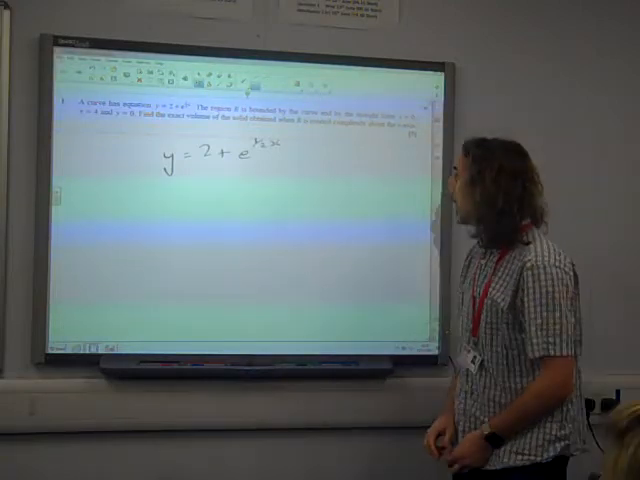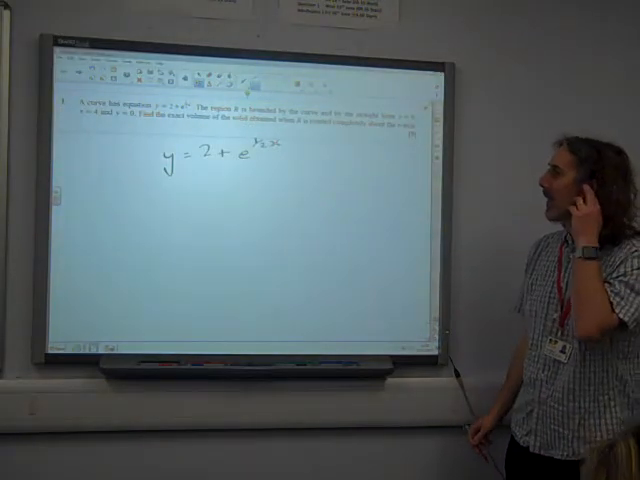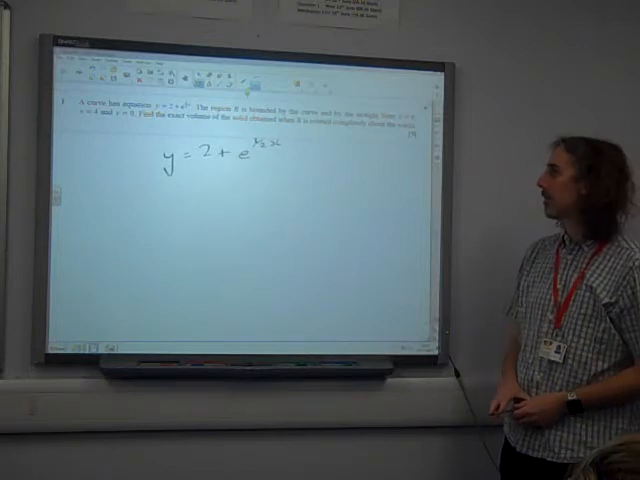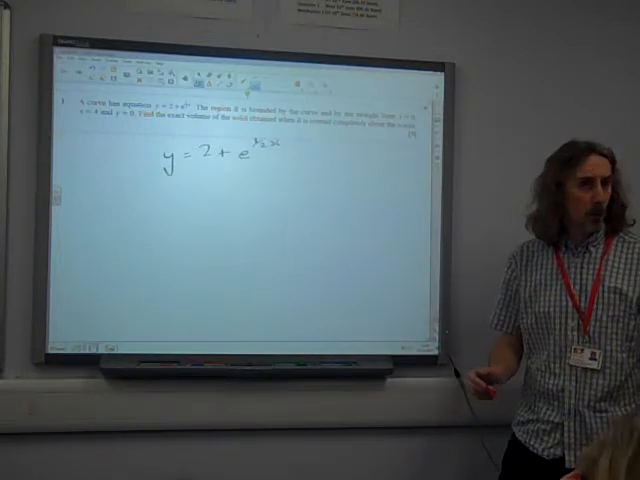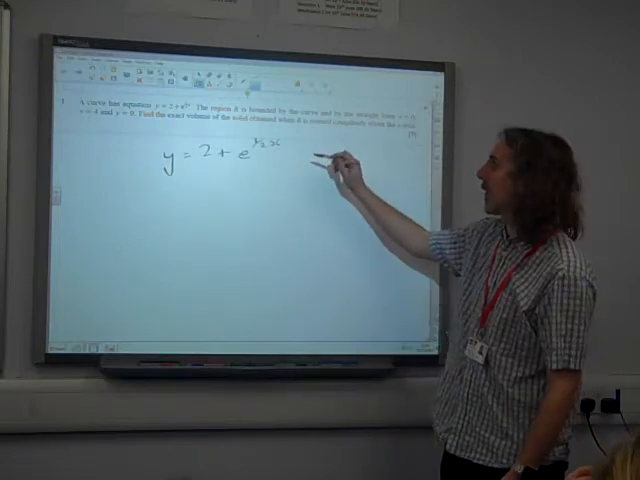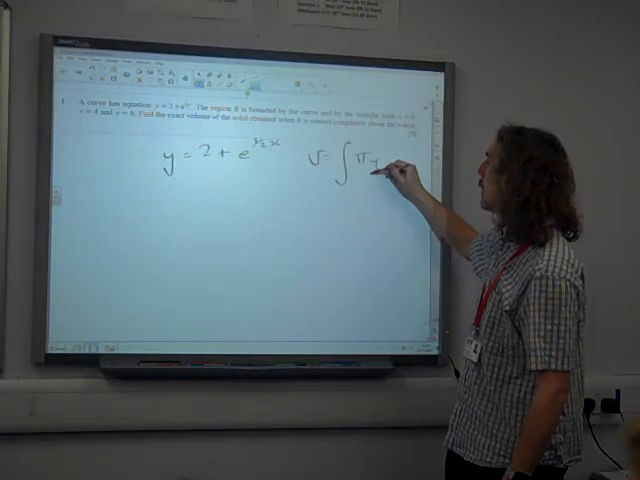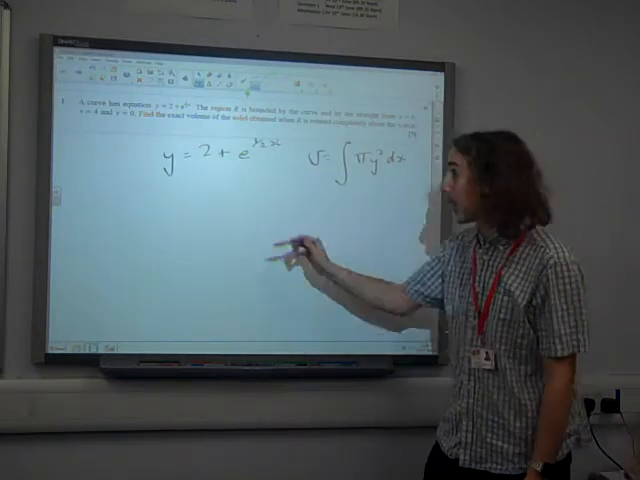The region R is bounded by the curve and by the straight lines x equals 0, x equals 4 and y equals 0. Find the exact volume of the solid obtained by rotating it. Right. Volume of revolution. What an interesting start, to go straight in there with the volume of revolution. You know the volume is the integral of pi y squared dx. So to work that out, we need to work out what y squared is.